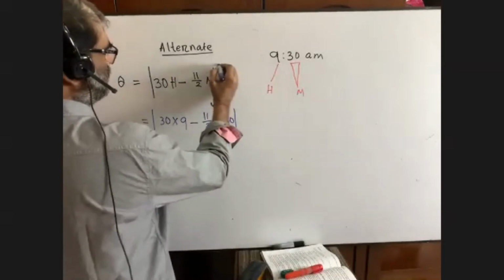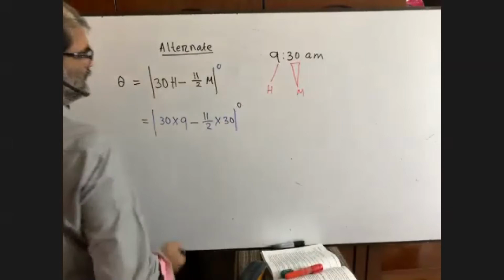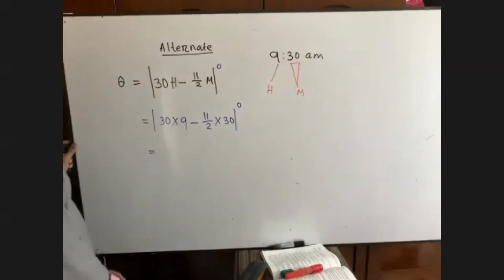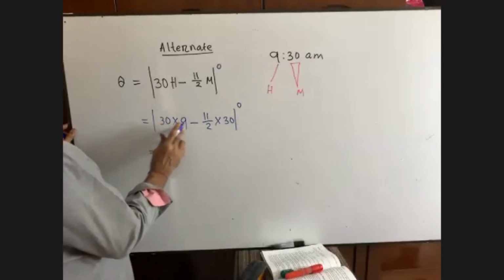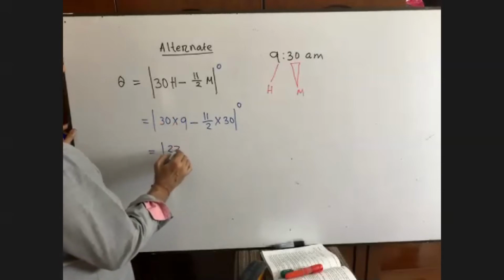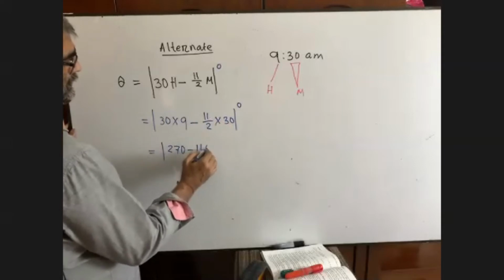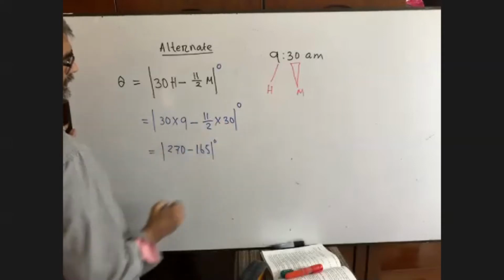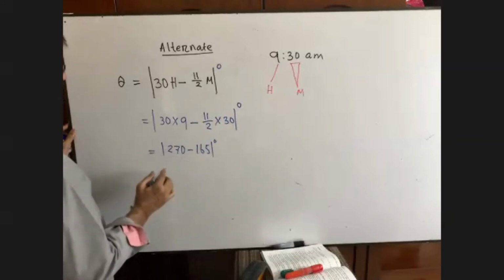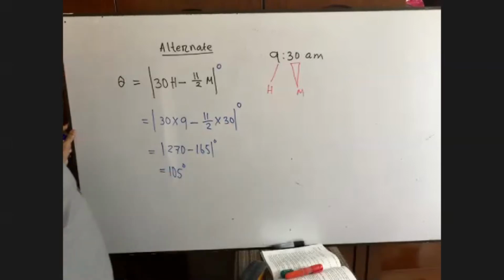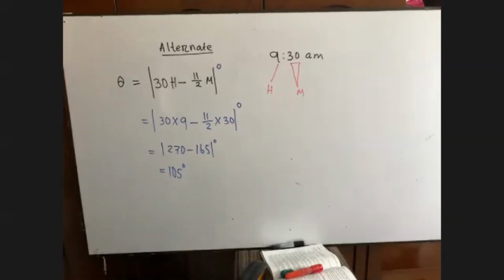By the way, it is degree. Can you please calculate? 105, sir. 30 into 9, 270 minus 165, 105 degree. Can you see the first math done today? It was 105 degree.